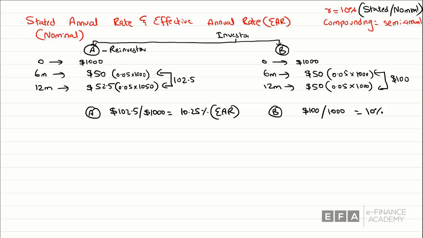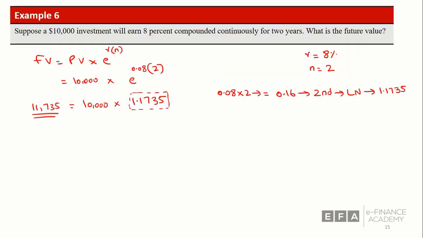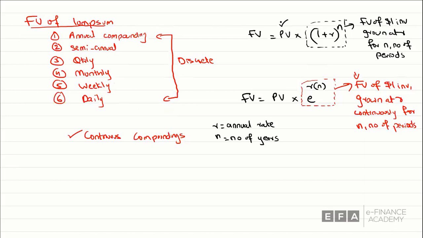There is a quick way to arrive at this answer. If I take you a little back to this part, remember this part? We said this gives us future value of $1 grown at R for n number of periods. So for all discrete compoundings, n could be number of quarters, number of months, number of days. R could be quarterly rate, monthly rate, weekly rate, and so on.